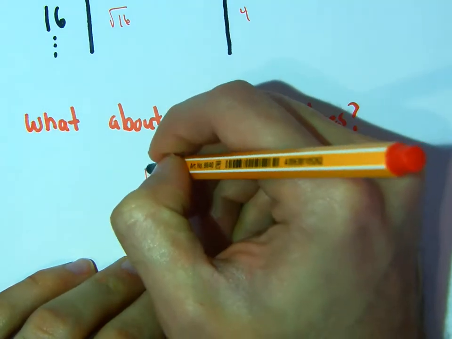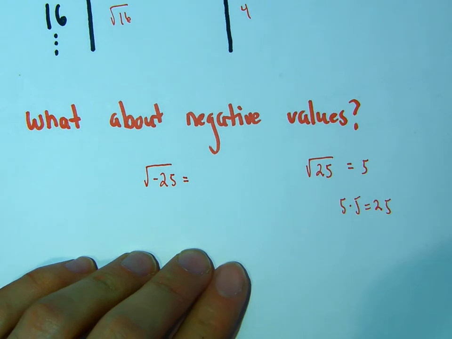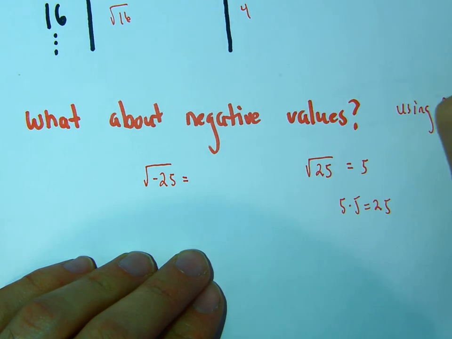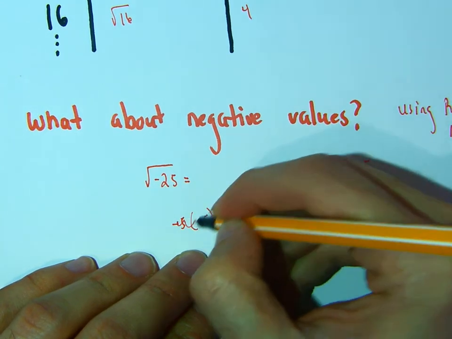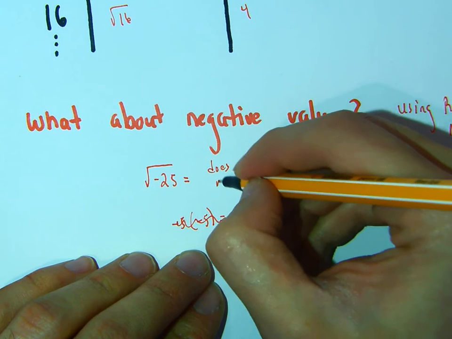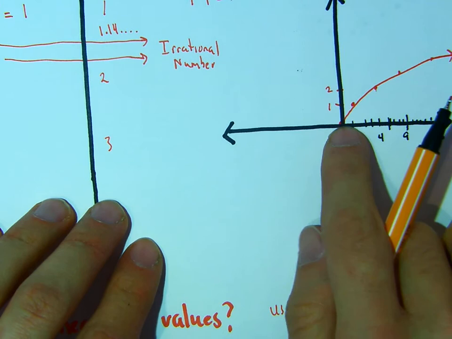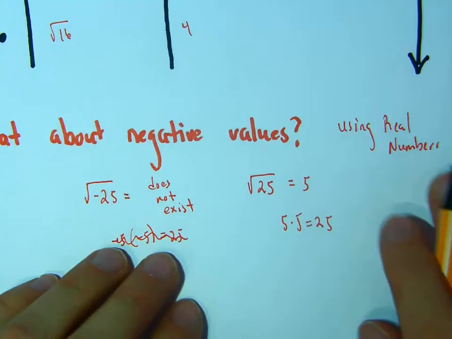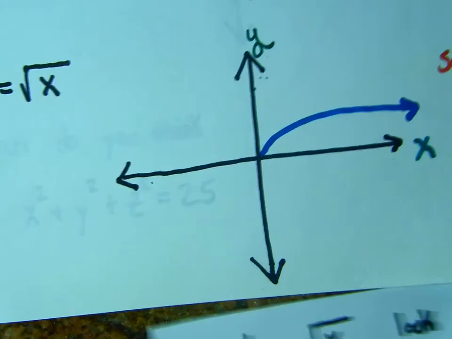But what if I said, hey, what's the square root of negative 25? Can we do this using real numbers? Well, it can't be negative 5, because negative 5 times negative 5 is positive 25. So for now, it does not exist. And you'll see that's why for this part of the graph, the x values that are negative are not included for this square root of x. But eventually, maybe using different types of numbers, maybe we can come back to this question. Okay. Very, very good.